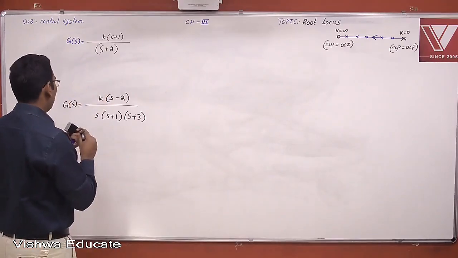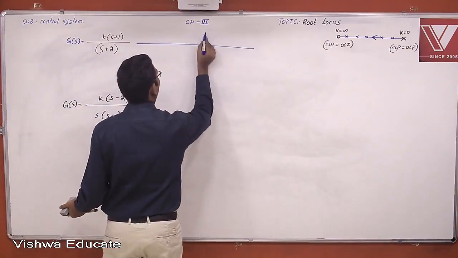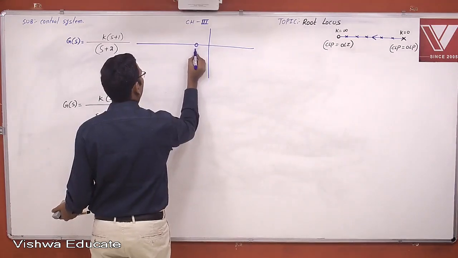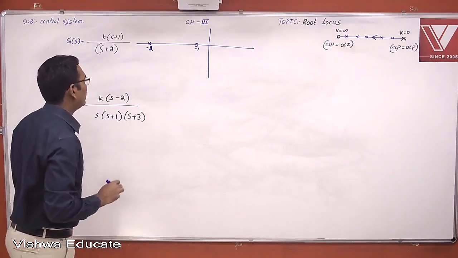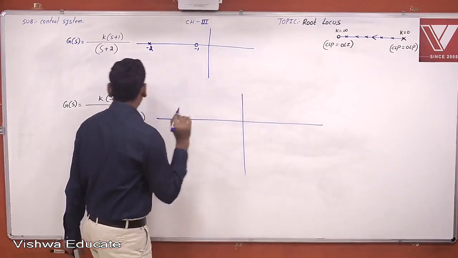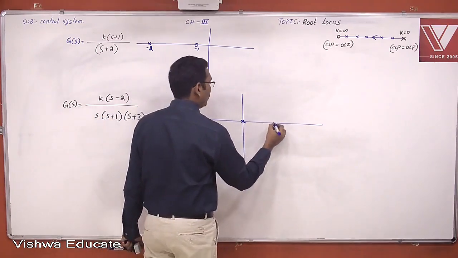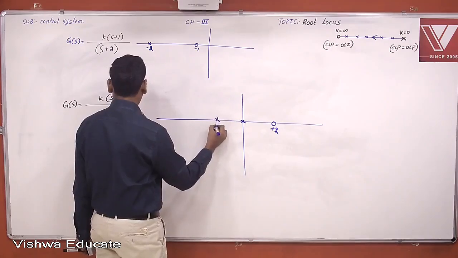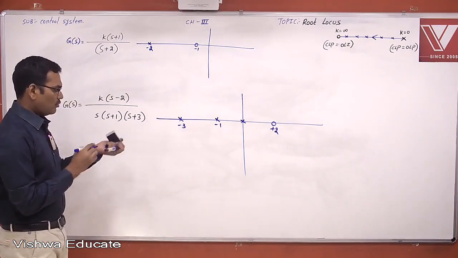First you locate the poles and zeros on the S plane. One zero is at minus 1 and one pole is at minus 2. Is it right? And here also, locate the poles and zeros on the S plane. One pole is at the origin, one zero is at plus 2, one pole is at minus 1 and one pole is at minus 3.